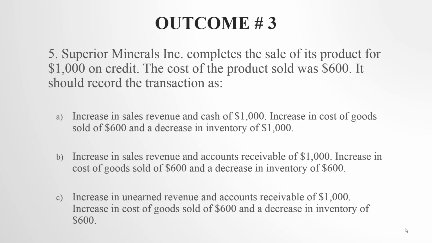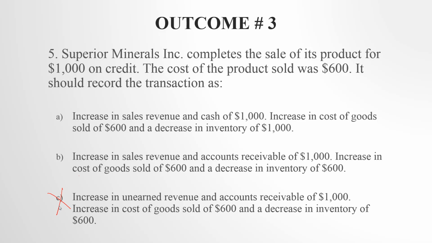Now let's look at the next question for this outcome. Superior Minerals Inc. completes the sale of its product for $1,000 on credit. The cost of the product sold was $600. It should record the transaction as... When we look at all of these three options, we should know that C is definitely wrong.